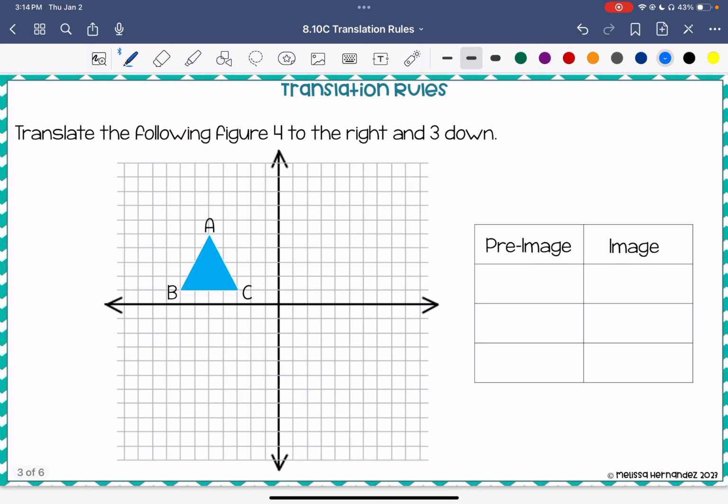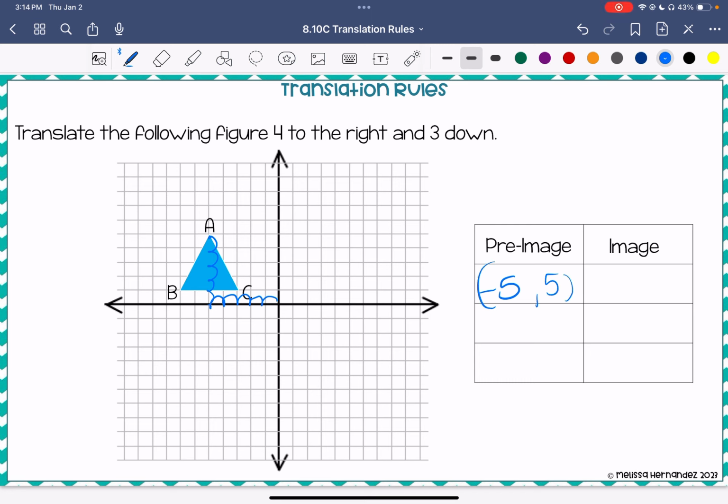All right, so it says translate the following figure 4 to the right and 3 down. So the first thing I want to do is list the ordered pairs for the pre-image, which is the triangle ABC. I'm going to start with A. Just remember that the origin is at the center and to the left are negatives. 2, 3, 4, 5. So that means it's a -5 for my X. 1, 2, 3, 4, 5 for the Y axis.